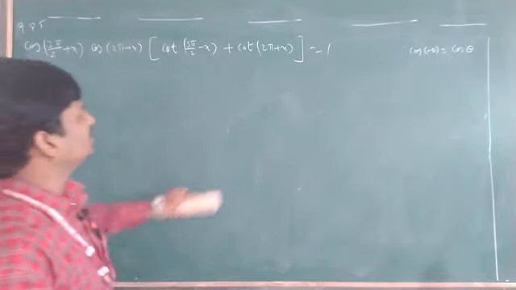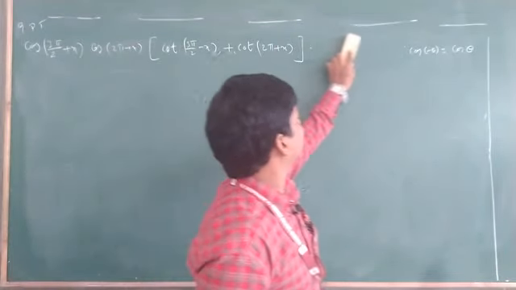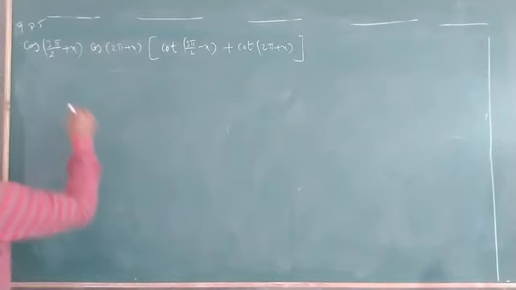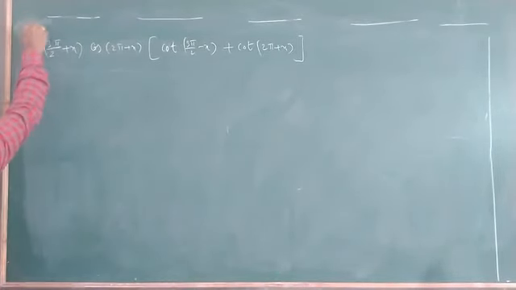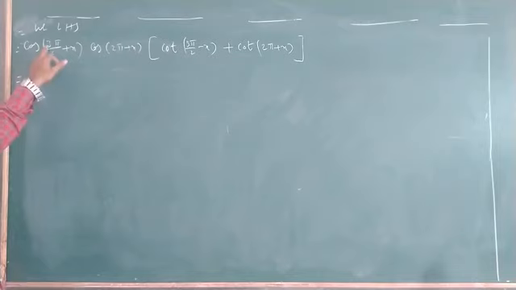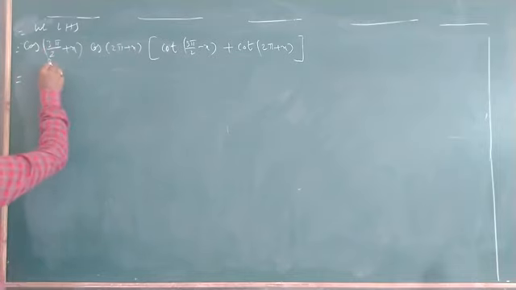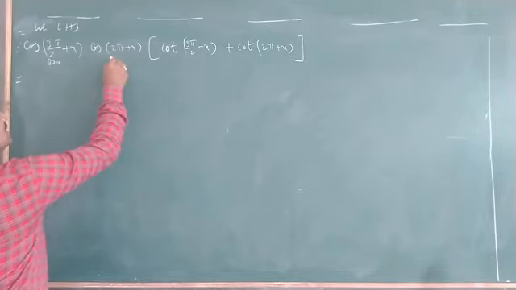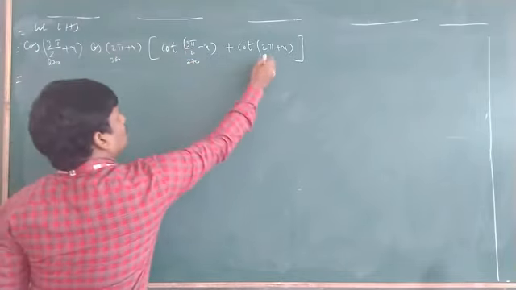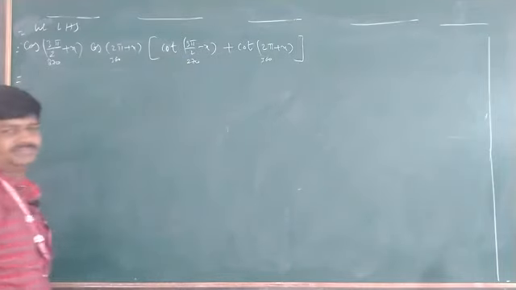To prove this, first take the LHS. Let it be the LHS. Then what will be simplified? 3π/2 means 270 degrees, and 2π means 360 degrees. You know that one.